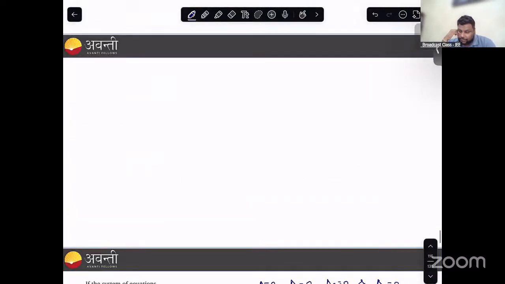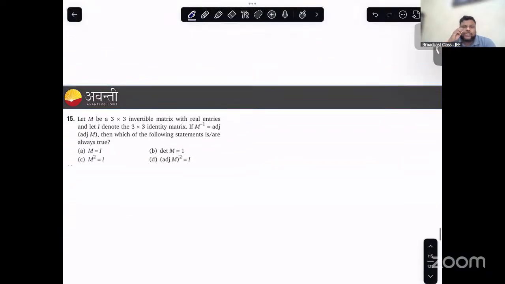All right. Now, go for this question. Very good question from matrices. This question is from JEE Advanced. Read the question. What they are saying: M inverse is adjoint of M. Now try.